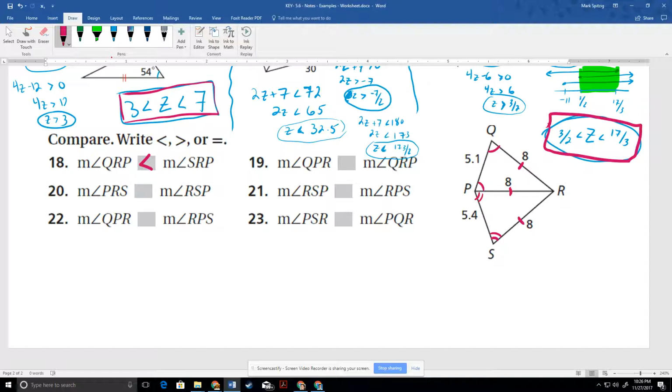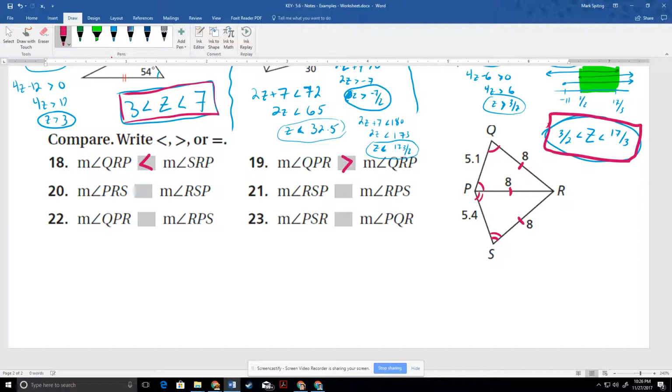QPR is this angle, and we're comparing it to QRP. So comparing this angle to this angle, well, P is opposite 8, and QPR is opposite 8, and QRP is opposite 5.1. So QPR is going to be greater than that because the side opposite is bigger.